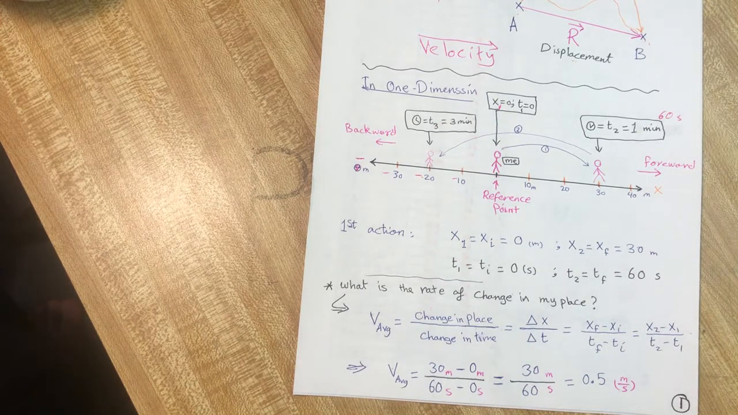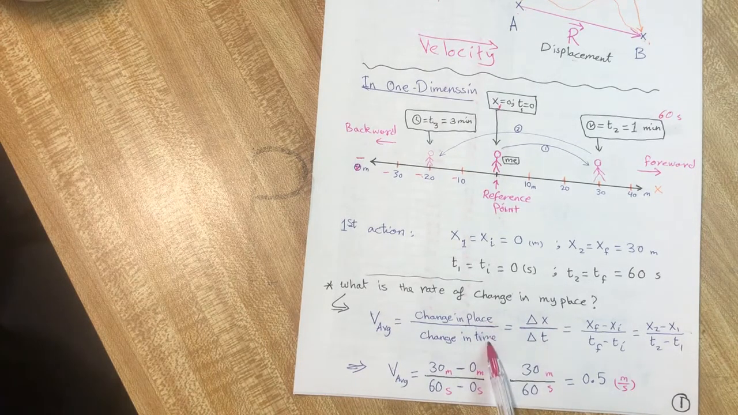Now we have the next step. We need to know the law, the physical law, which is the formula, which is V average, which is delta x over delta t, the change in place or position over the change in time. The next step, we need to substitute the numerical values in its place in our formula.